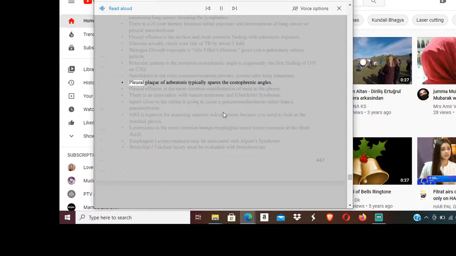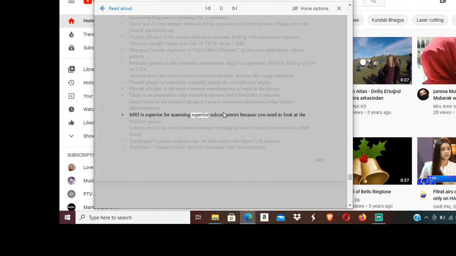Pleural plaque of asbestosis typically spares the costophrenic angles. Pleural effusion is the most common manifestation of mets to the pleura. There is an association with mature teratomas and Klinefelter syndrome. Injury close to the carina is going to cause a pneumomediastinum rather than a pneumothorax.